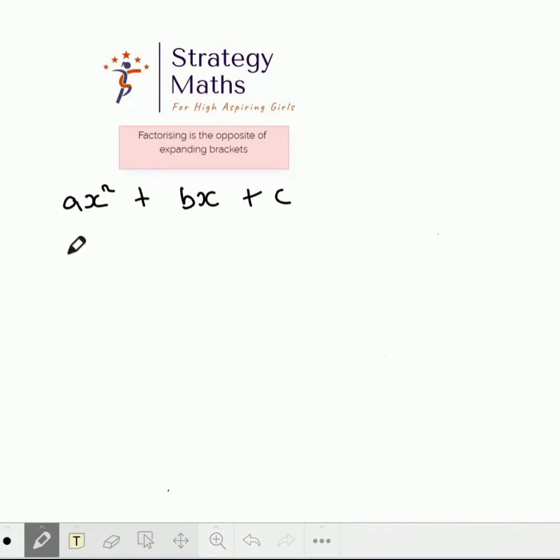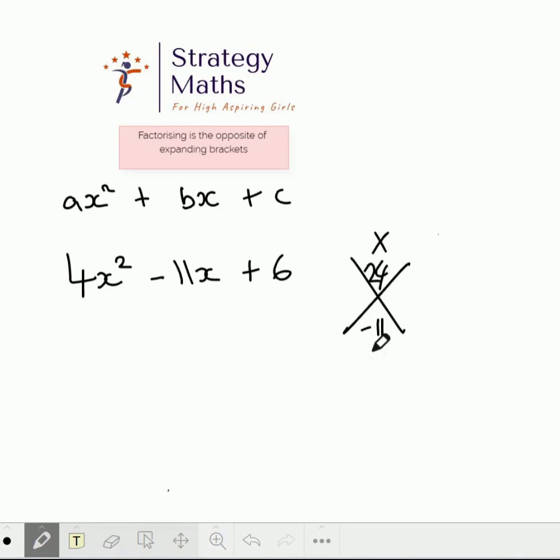So we're going to look at our final example in this video, which is 4x squared minus 11x plus 6. So again, pause the video if you'd like to have a go. We just have to be very careful of signs in this one. So 4 times 6 is our first step, which is 24.